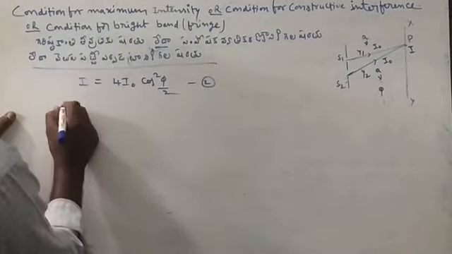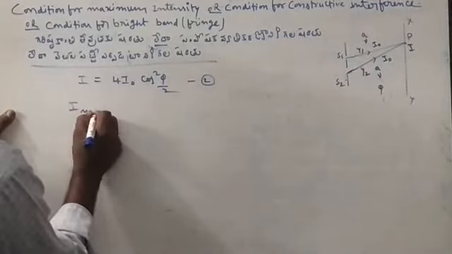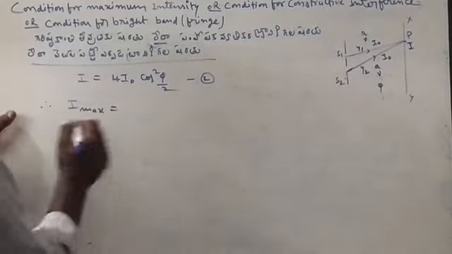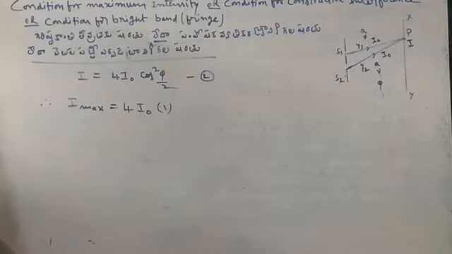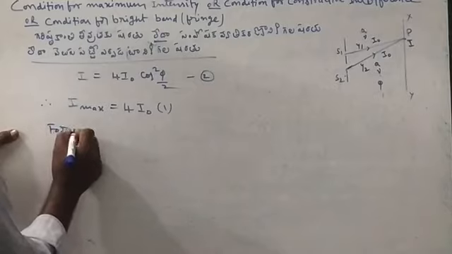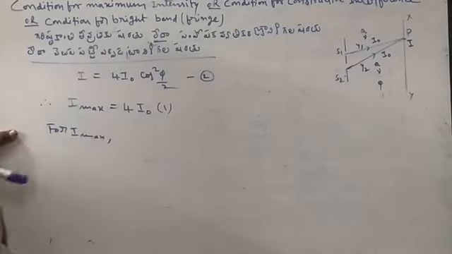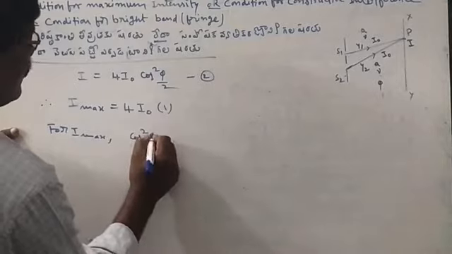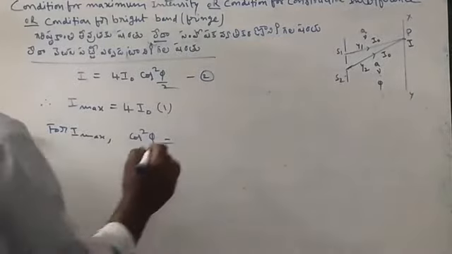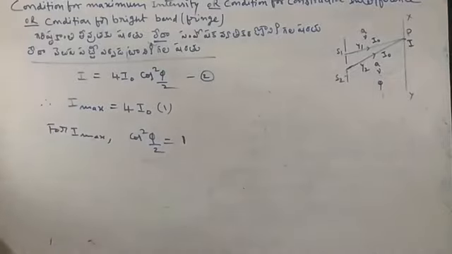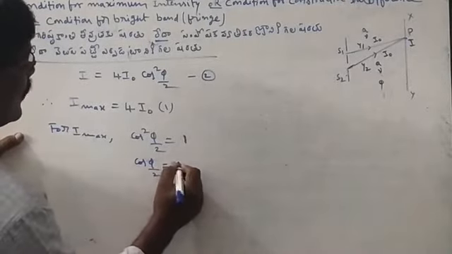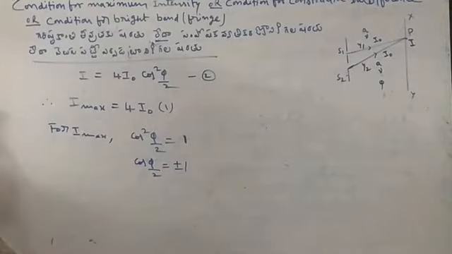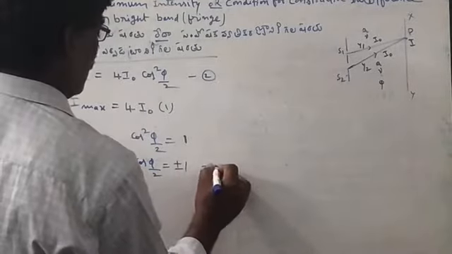For maximum intensity, for I maximum, I maximum is equal to 4 I naught into 1. For I maximum, cos squared(phi/2) is equal to 1. That means cos(phi/2) is equal to plus or minus 1. This is equation number 3.